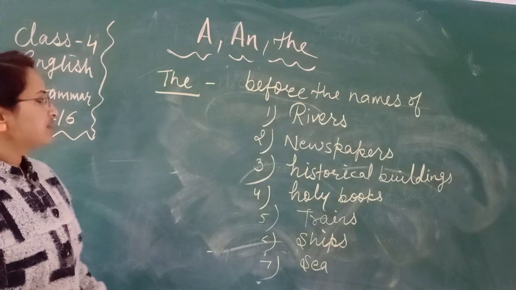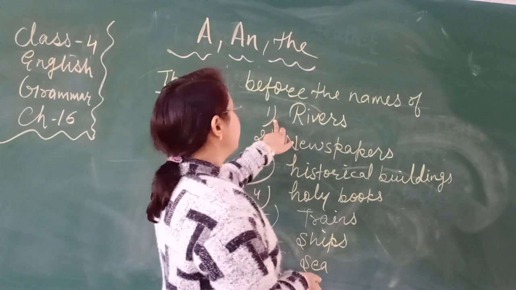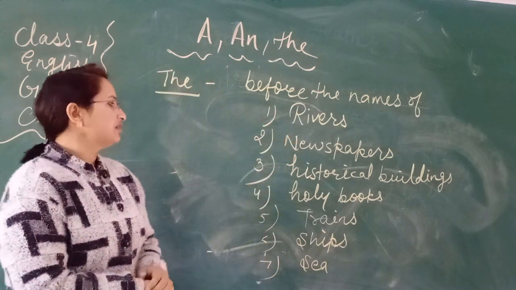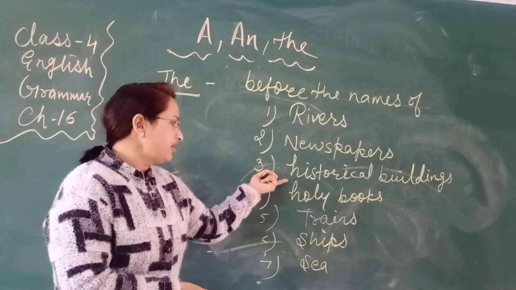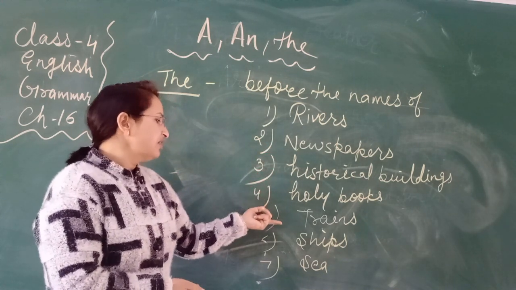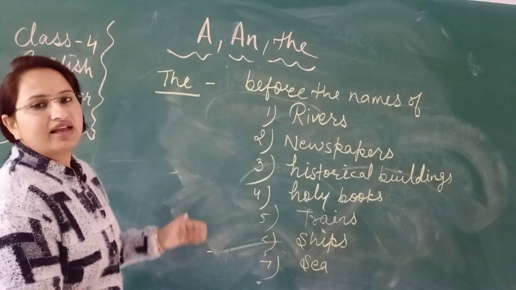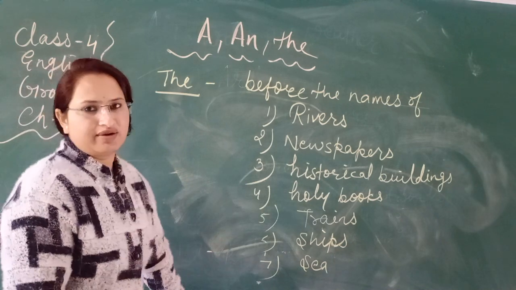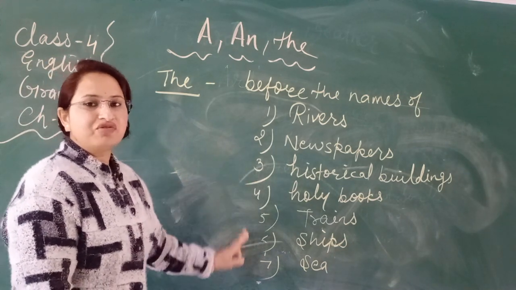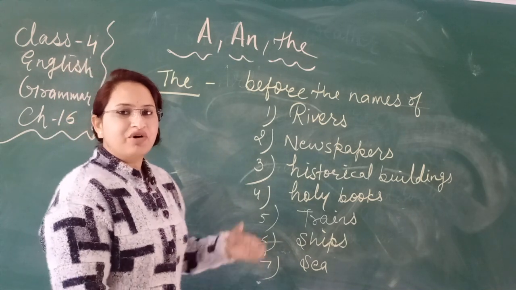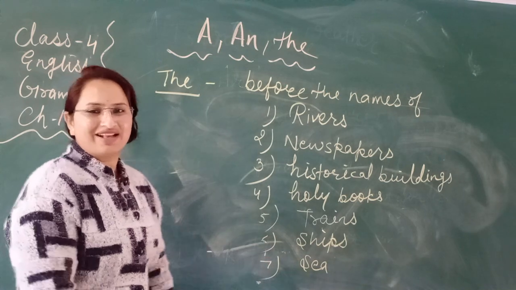सो डियर स्टूडेंट्स, आई होप टिल हियर इट इज क्लियर टू यू. आर्टिकल द का यूज कहाँ कहाँ करना है? बिफोर द नेम्स ऑफ रिवर्स, न्यूज़पेपर्स, हिस्टोरिकल बिल्डिंग्स, होली बुक्स, ट्रेन्स, शिप, सीज, इन सभी के नेम के आगे आर्टिकल द का यूज होगा. This is the first thing where we have to use article the. More is left, but you have to write down this in your notebook. Then I'll tell you another one.